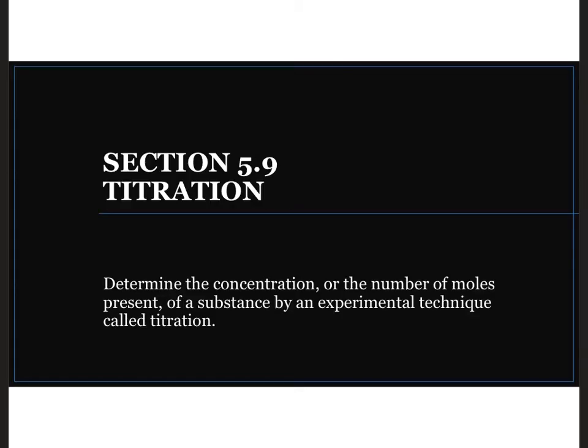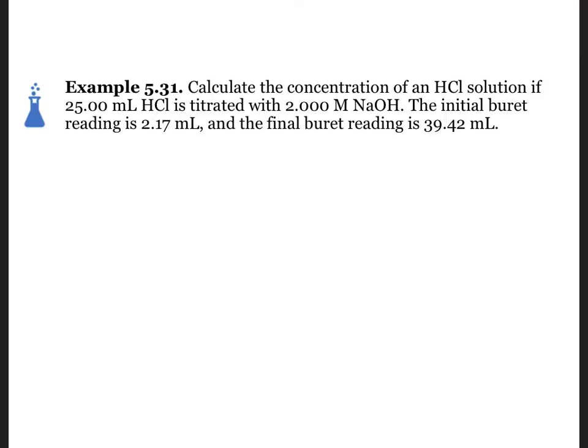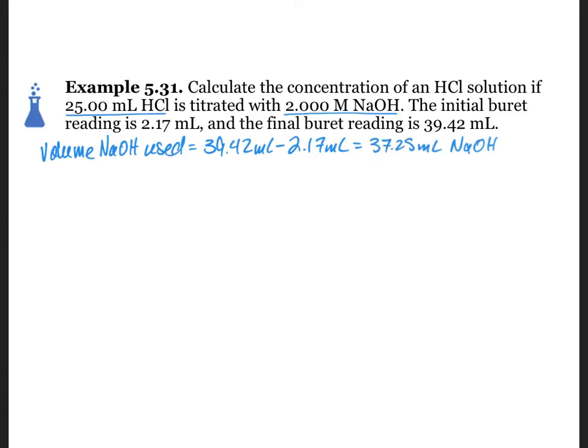In section 5.9, we'll use molarity to solve titration problems. For example, we're asked to calculate the concentration of a hydrochloric acid solution when 25 milliliters of that solution is titrated to the endpoint with 2 molar sodium hydroxide. To do this, we first need to find the volume of sodium hydroxide solution used. In this case, 39.42 milliliters minus 2.17 milliliters equals 37.25 milliliters.